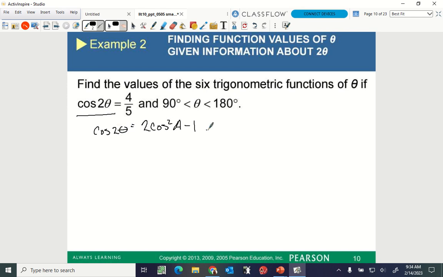All right, so I'm putting up the formula here so you can see how this is turning into this. Now, cosine of the double angle, I'm replacing this with 4 over 5. And I need to isolate my value. So 4 over 5 is equal to 2 cosine squared A minus 1. Now, I'm trying to get my cosine by itself. So the first thing I'm going to do is get rid of the 1. How would I get rid of that 1? Add it.